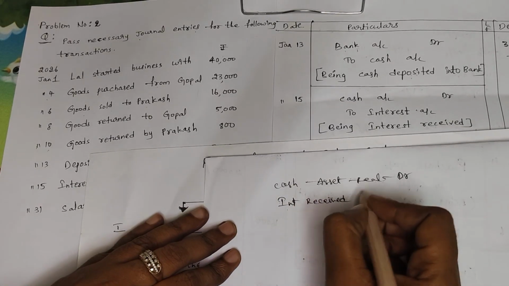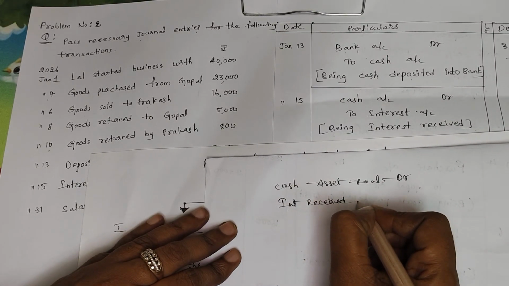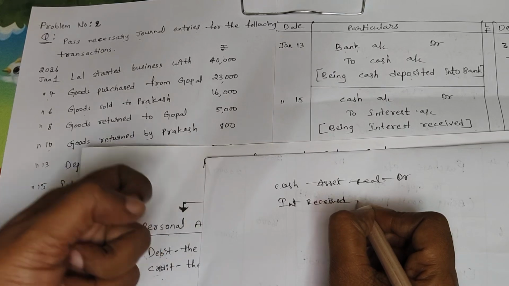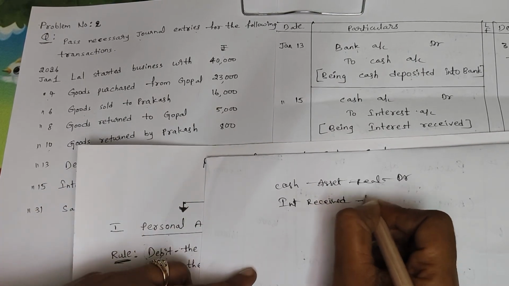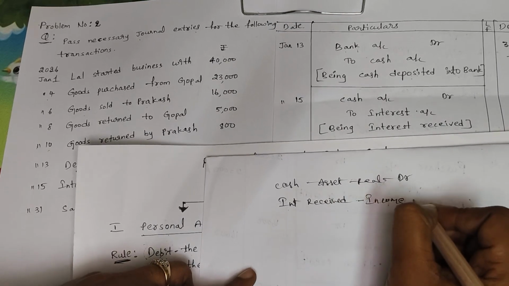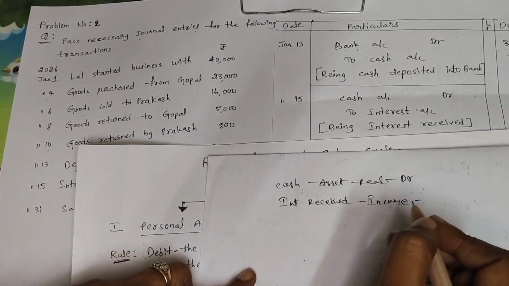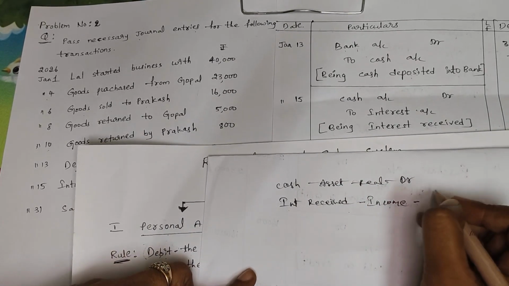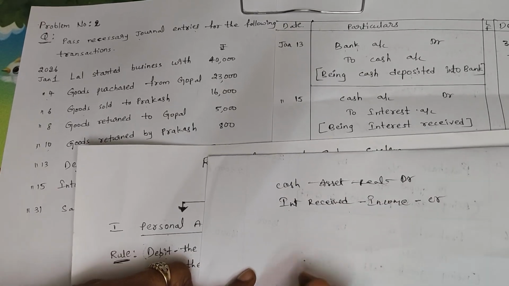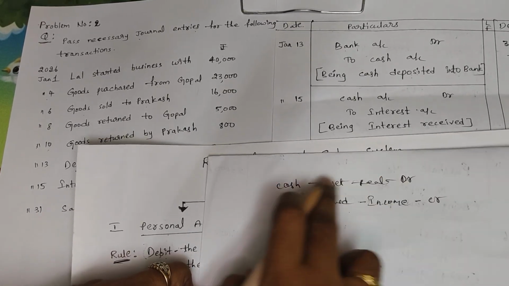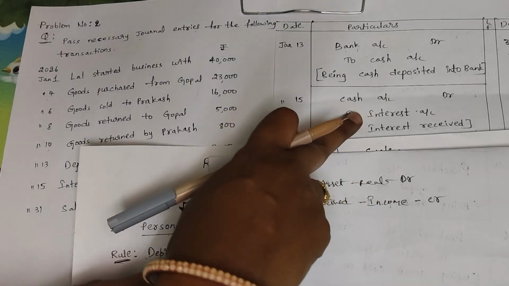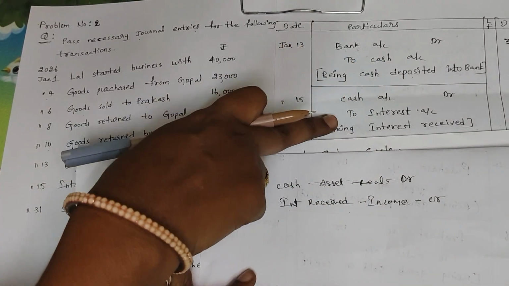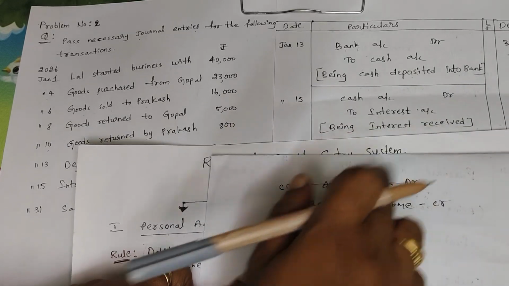Interest received means that will be income. Income comes under nominal account. Nominal account rule is all expenses and losses debit, all incomes and gains credit. So how to write the entry? Debit aspect is cash, credit aspect is interest received. The entry will be cash account debit to interest account, being interest received.